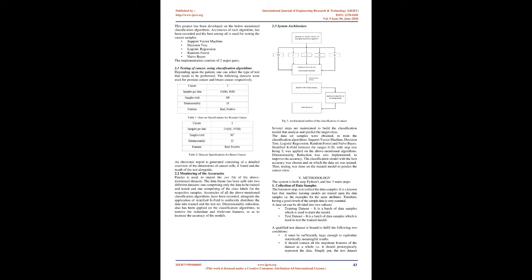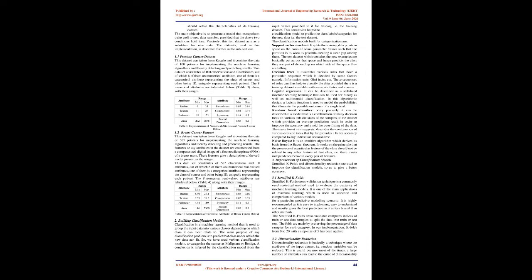2.3 System architecture. Fig. 3, Architectural outline of the classification of cancer. Several steps are maintained to build the classification model that analyzes and predicts the target class. The data set samples were obtained to train the classification algorithms: support vector machine, decision tree, logistic regression, random forest, and naive Bayes. Stratified k-fold between the ranges 0 to 20, with step size being 5, was applied on the above-mentioned algorithms. Dimensionality reduction was also implemented to improve the accuracy. The classification model with the best accuracy was chosen and the data set was trained on it. Thus, testing was done on the trained model to predict the cancer class.